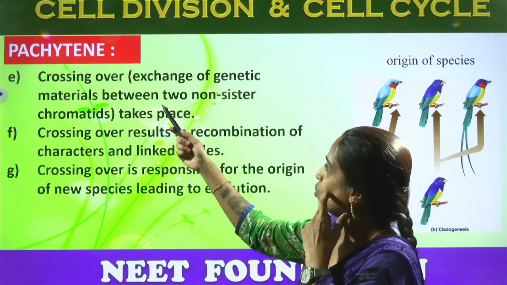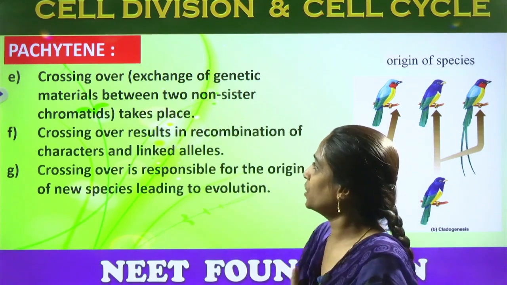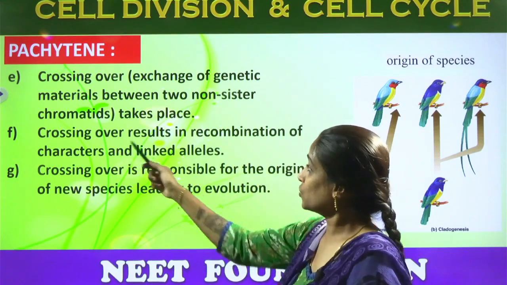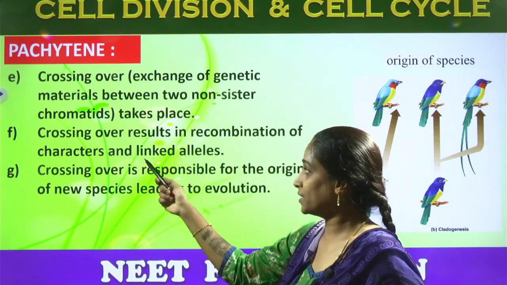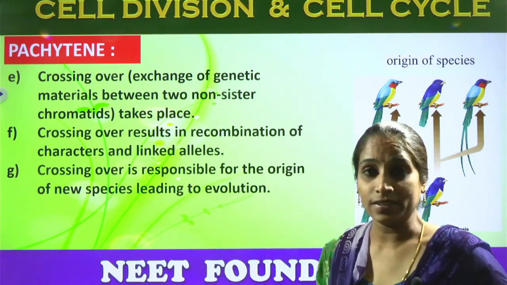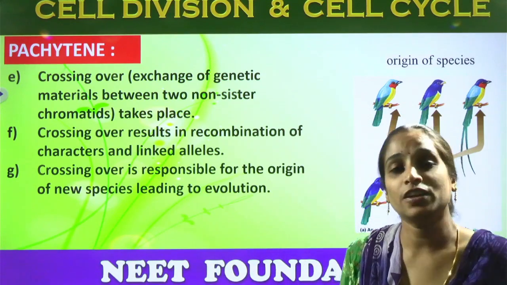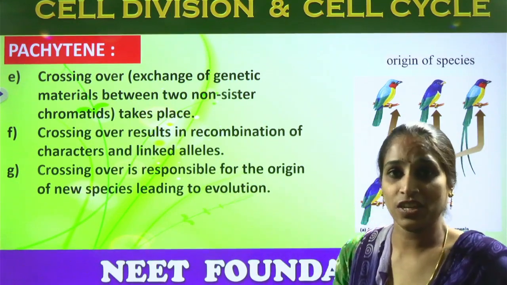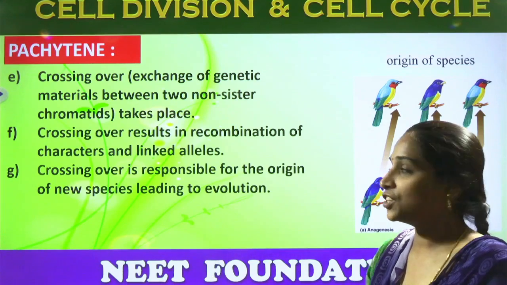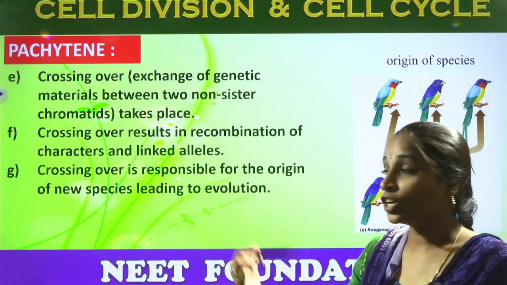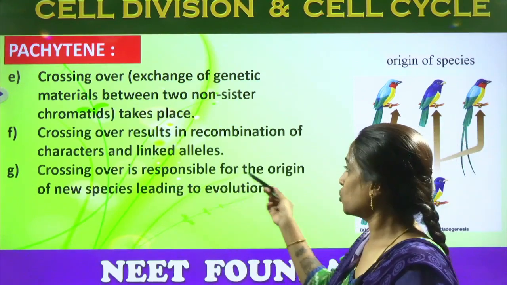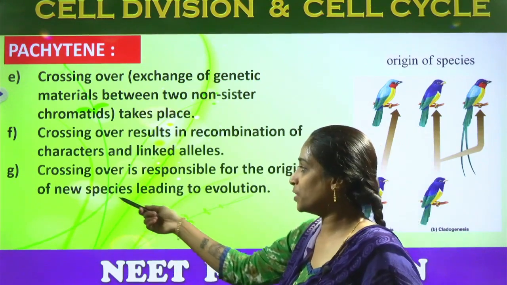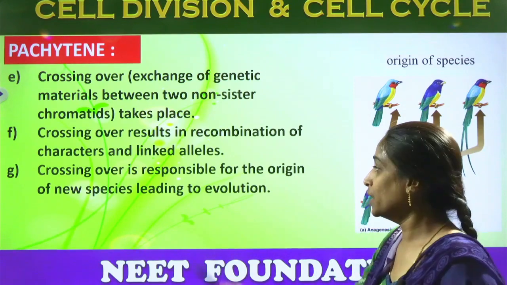Okay, so crossing over, the exchange of genetic materials between two non-sister chromatids, takes place, that we already saw. So this results in recombination of characters and the linked alleles. The characters which are present in each and every chromosome are the linked alleles, joined by the chiasma process. So after that, the generations will be produced by the crossing over. So this is responsible for the origin of a new species. So this origin of beneficiary new species leads to evolution.